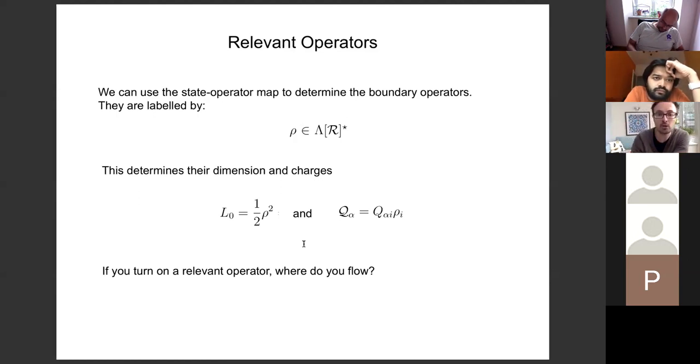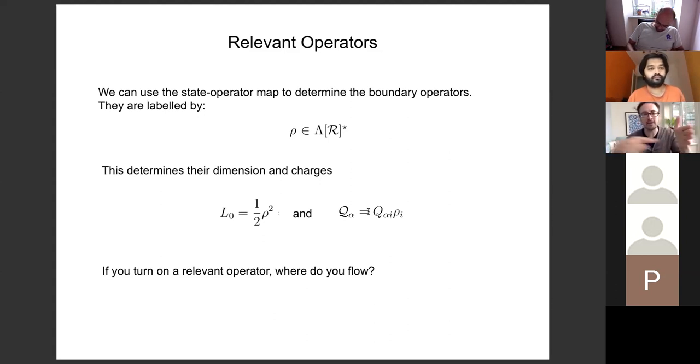So the upshot of that calculation is that there are boundary operators associated to vectors which don't live in lambda, but live in the dual lattice, lambda star. Okay, so all operators are characterized by a vector in the dual lattice. Given a vector, you immediately know what their dimension is and what their charge is. The dimension is half rho squared, and the charge is given by this. Okay. Again, a little bit of intuition.